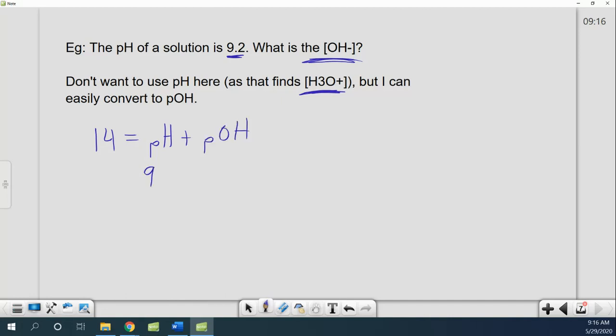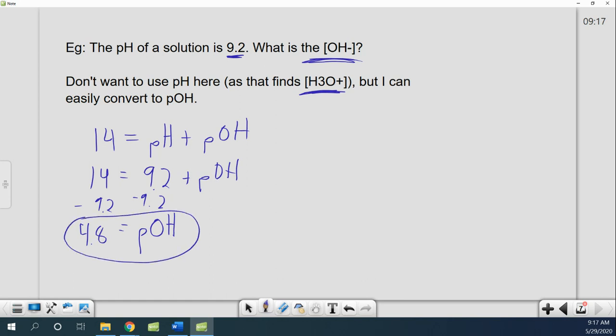So if I know my pH is 9.2, I can just subtract 9.2 from both sides. And I know my pOH, 14 minus 9.2. Probably could do that in my head, but I want to make sure I don't get it wrong because I don't want to have to re-record the whole thing. So my pOH is 4.8.